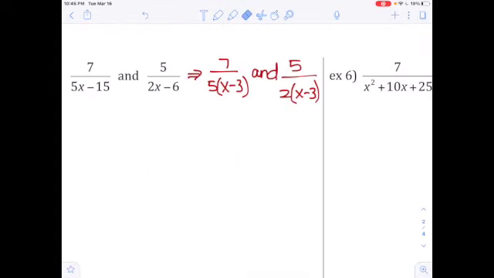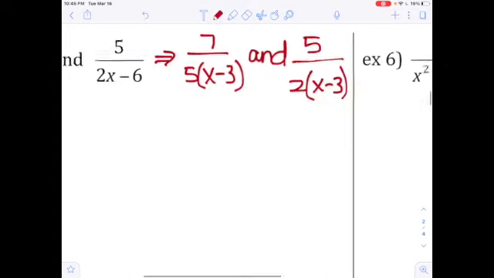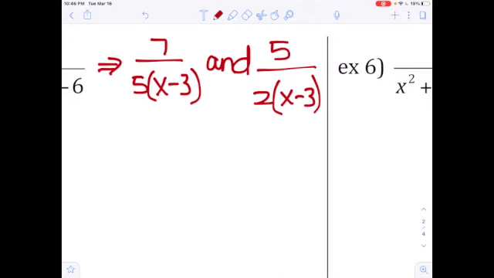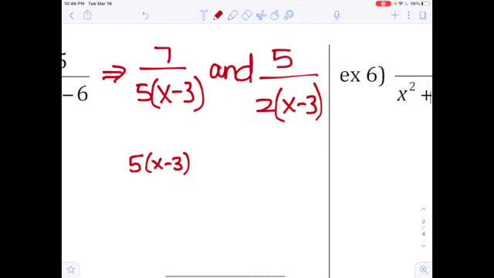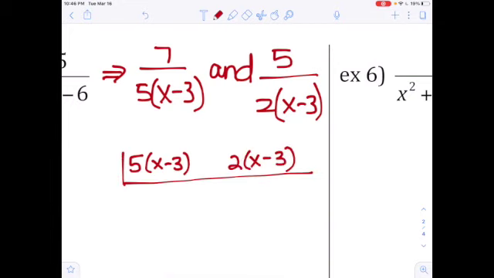Find the best way to make their denominators exactly the same. For anything that's missing, you have to make sure you multiply something. So if you want to see the longhand, and hopefully eventually you don't need this, you have a 5 times x minus 3, and then you have a 2 times x minus 3. Now let's draw the L, and I want you to take a look. What is the one they have in common? Oh, the one they have in common is x minus 3. And then you're left with a 5, and you're left with a 2.